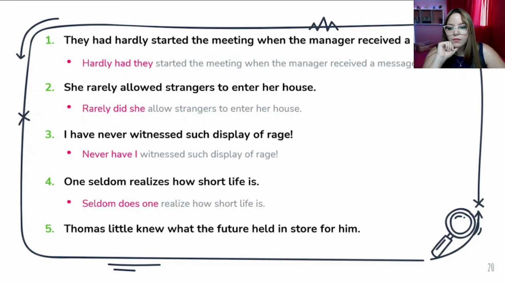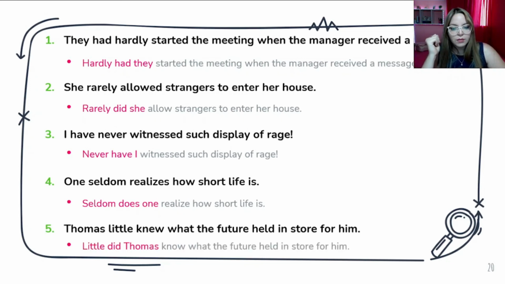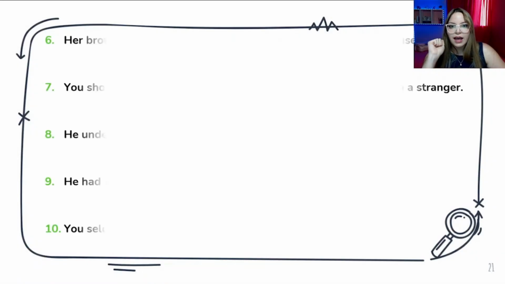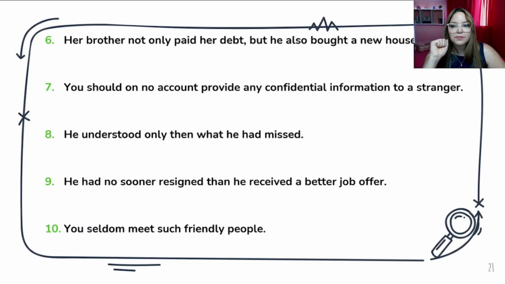Good. Number 5. Thomas little knew what the future held in store for him. How can we invert this sentence? Well, little did Thomas know what the future held in store for him. Good. Let's go with 5 more sentences and then we will be over.